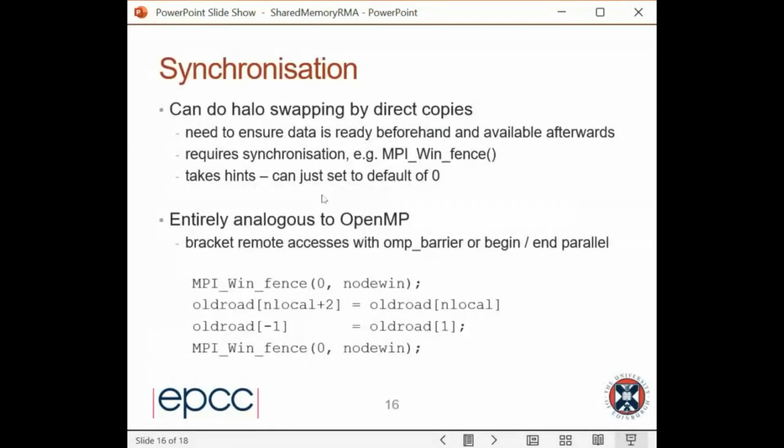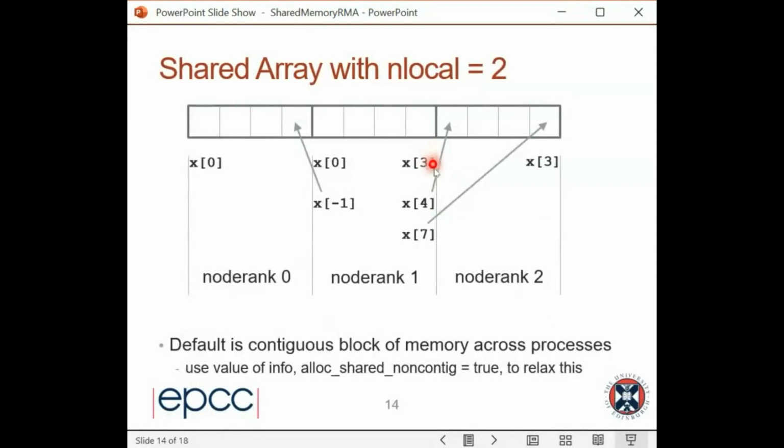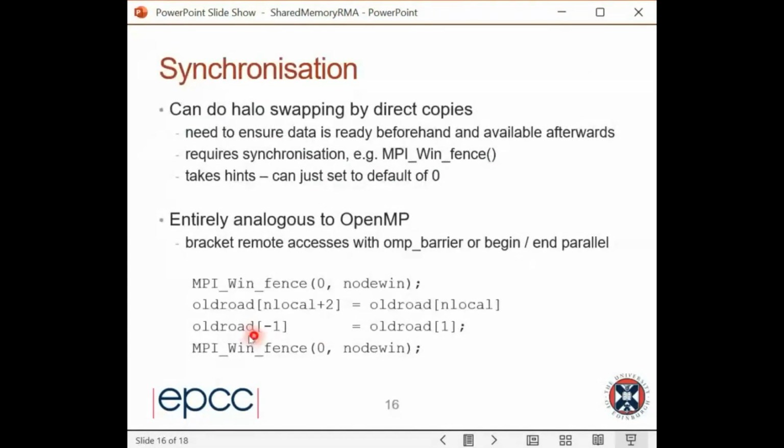So halo swapping, now we can do halo swapping by direct copies. We need to ensure the data is ready beforehand and available afterwards. In other words, I'm going to do halo swapping by writing. I'm going to write into the halo of the guy up: old row of n local plus 1 is old row of n local. That's doing the halo update by writing. And old row of minus 1 is old row of 1.